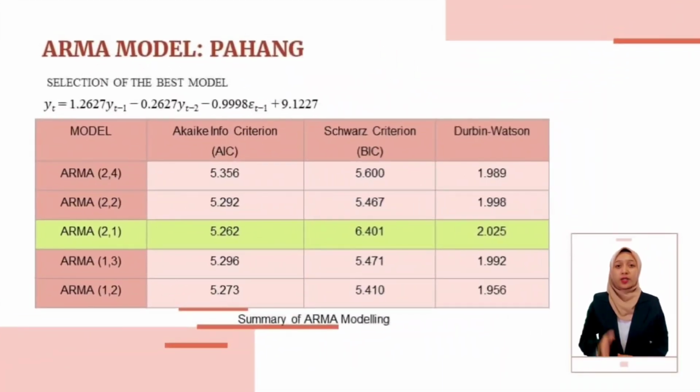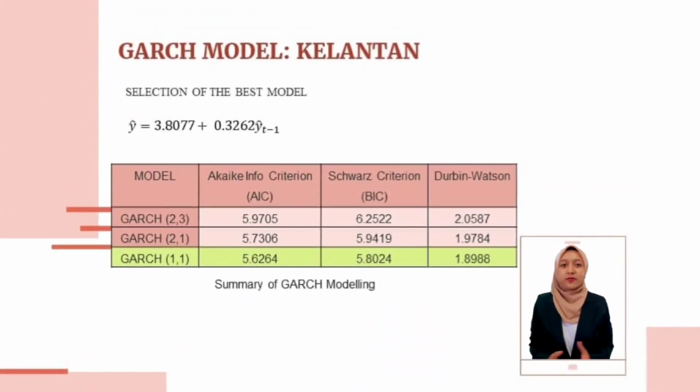The equation of ARMA 2.1 is as follows. For Pahang, ARMA 2.1 is the best model that most closely meets the criteria compared to other models because it has the smallest value of AIC and Durbin-Watson also near to 2. Next, for the GARCH model, the selection of the best model is taken from the 3 or 4 parameters that have been chosen for each state. The above also shows the equation and criteria of the best selection model in Kelantan, which is GARCH 1.1 that has the smallest value of AIC, BIC and Durbin-Watson also near to 2 compared to other models.